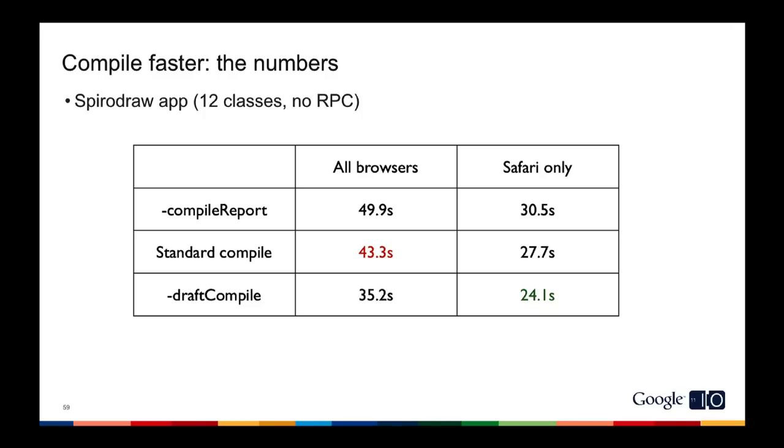Note that the -compileReport option takes it the other way. Because it's generating a lot of extra data for you, it will add time to your compile. So be careful when you're doing development. You don't want to do that every time through.